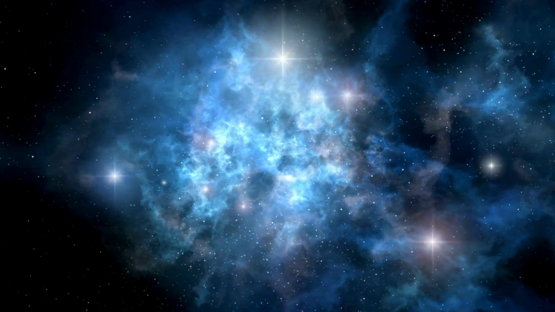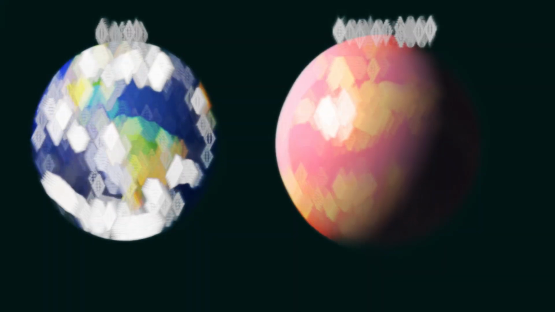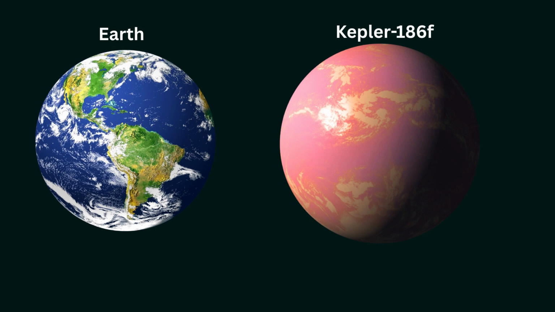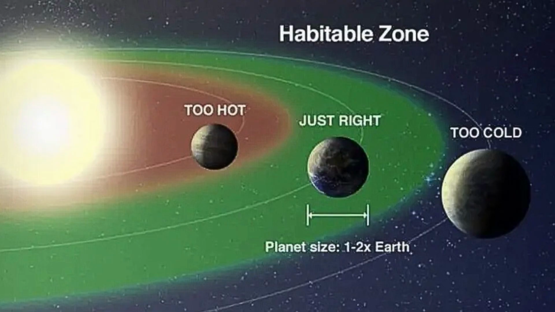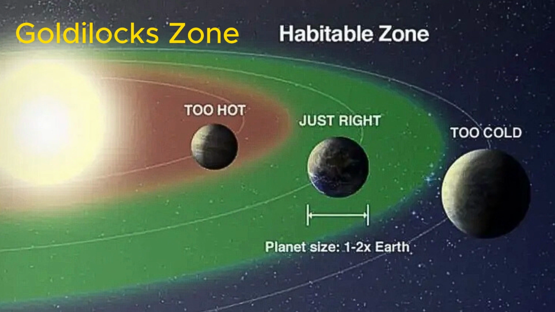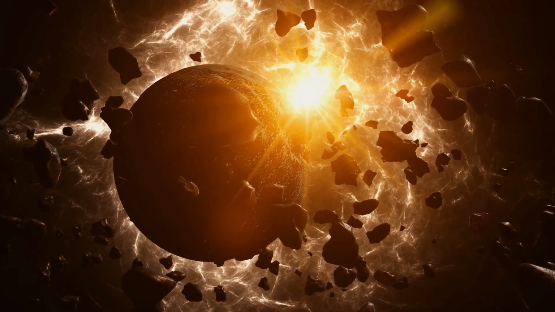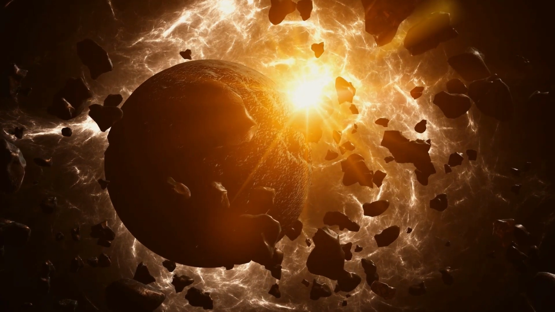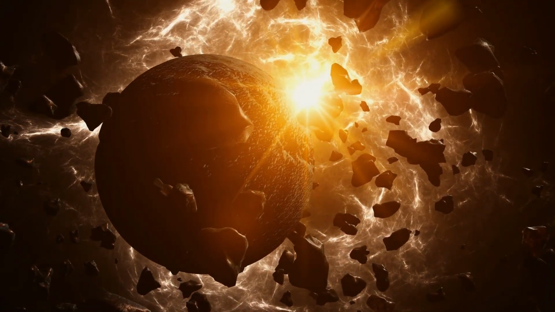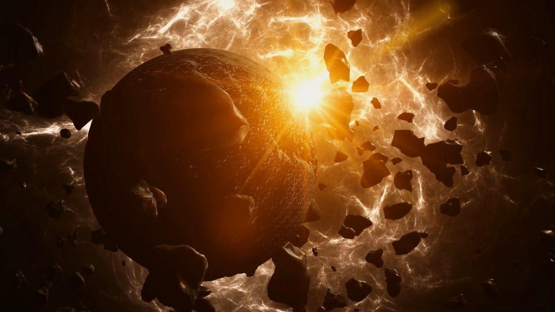Are there planets like Earth? Far beyond our solar system, there's a planet that scientists call Earth's cousin. It's called Kepler 186f. It orbits a star smaller and cooler than our Sun. It's just a little bit bigger than Earth. It's in the Goldilocks zone. Not too hot, not too cold, just right for water. We don't know if anything lives there, but finding planets like Kepler 186f helps us imagine what other Earth-like worlds might be out there.